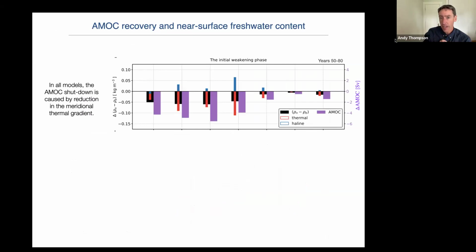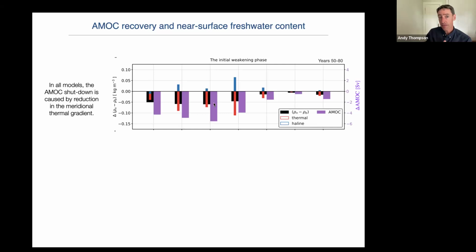The first thing to look at here is the purple bars, which are showing the change in the strength of the AMOC during this initial weakening phase as compared to the initial strength of the overturning, say between years 1 and 10. In all of these experiments, you get a weakening of the AMOC. That's to be expected. And if you look at these black curves, you can see that the strength of the weakening is largely correlated with a reduction in that north-south density difference. And that is largely due to warming happening in the northern Atlantic basin. That's what these red and blue curves are showing here.